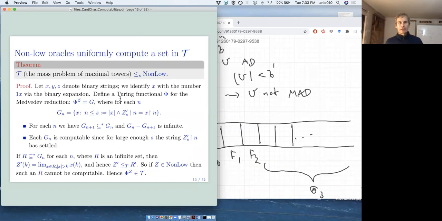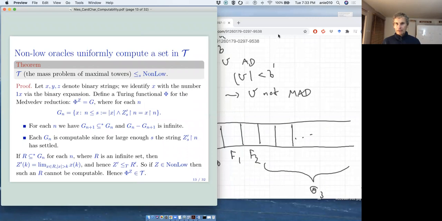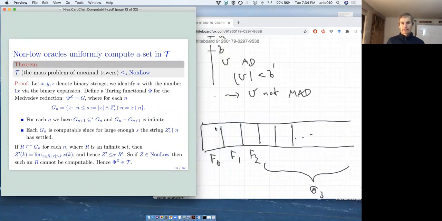So now I take T, I could also take A, but why not take T? The notation gets a bit simpler. Any non-low oracle computes a set in T, and it's by a fixed reduction. In other words, there's a Medvedev reduction of T to non-low. How do we show that? Identifying strings with the corresponding binary numbers, I define a Turing functional phi for the Medvedev reduction. Phi z is G, where the nth column of G is all the x's so that x is longer than n, say, and x guesses the first n bits of z prime at s.